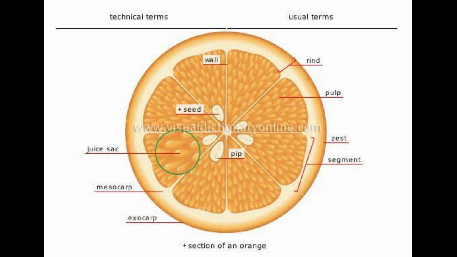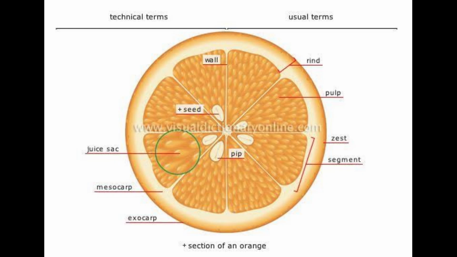So you may be asked to draw a well-labeled diagram of this fruit, the orange. You'll be asked, what is the function of oil glands on the skin of an orange fruit? The oil glands on the skin of an orange fruit produce aromatic oils that give the fruit its characteristic scent and flavor.